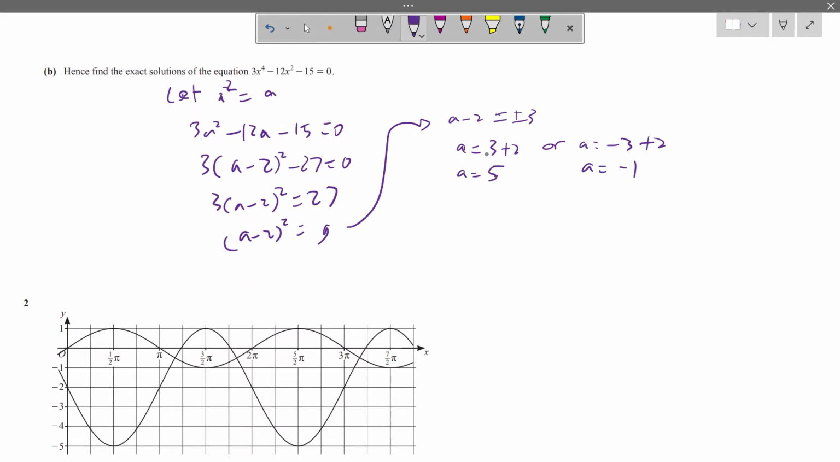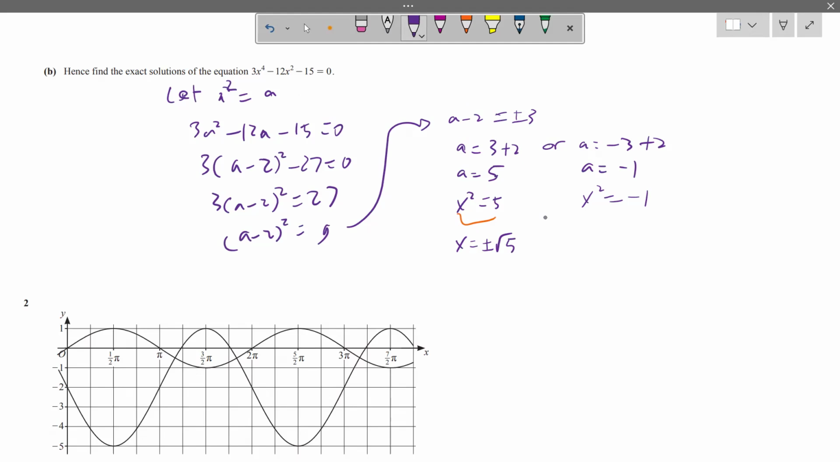Now, because we assumed that a is equal to x squared, that means a here could be replaced by x squared equals 5, and here x squared equals negative 1. Now, the only equation that you have to solve is the one on the left, because you need to find real solutions. So the only solutions to this equation come from x squared equals 5. So that is going to be x equals plus minus square root of 5.